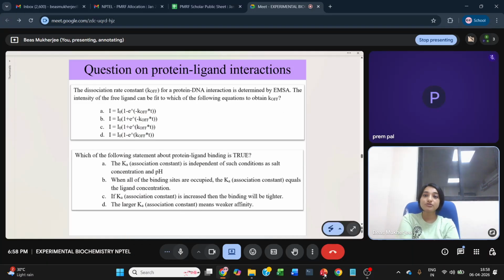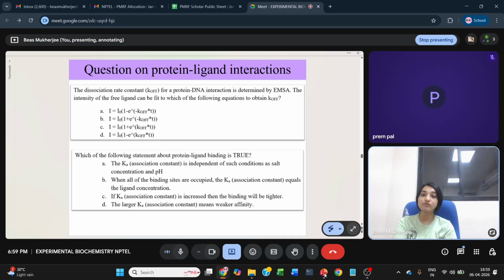Now, the dissociation rate constant Kof for a protein-DNA interaction is determined by EMSA. The intensity of the free ligand can be fit to which of the following equations to obtain Kof? Okay, so for these questions, it's best if you practice, because these are GATE level questions, and only when you practice will you be able to answer them.